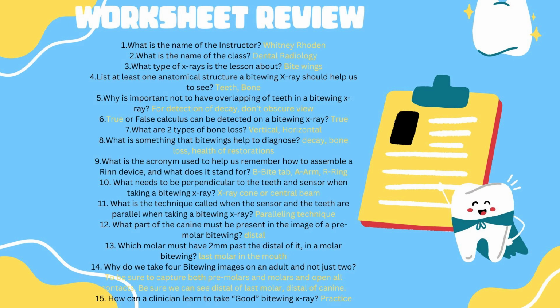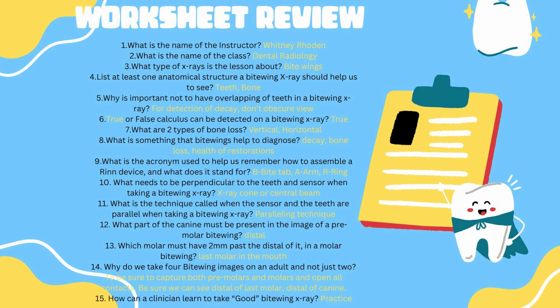And then what is something that the bite wings help us to diagnose? Decay, we've talked about, and then bone loss, several times we talked about. And then one time we were mentioning in there the health of restoration. So mostly like crowns and fillings, where we can see the edges of the margins of those restorations to make sure that they're healthy, they're holding up, they're not leaking, they're not open, and that they look good, so we can feel good about letting the patient keep that restoration.